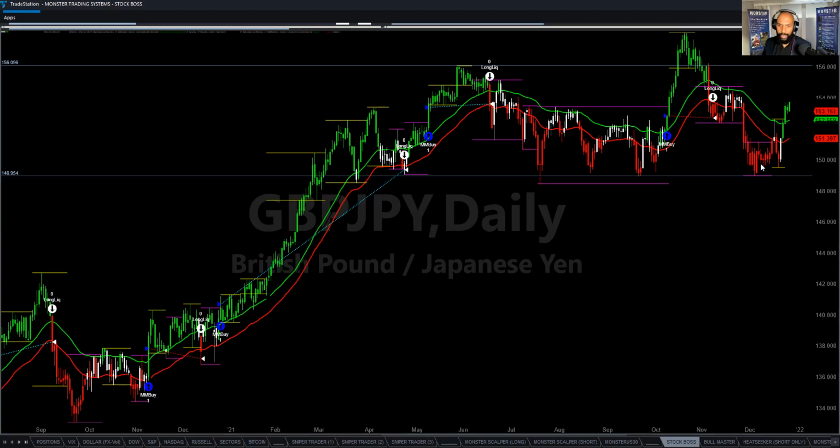And guess what? It held support here. It held support here. It held support here. Held support here. This is support all in here. So guess what? It's ready to move up. It really is. So we got some buying in.